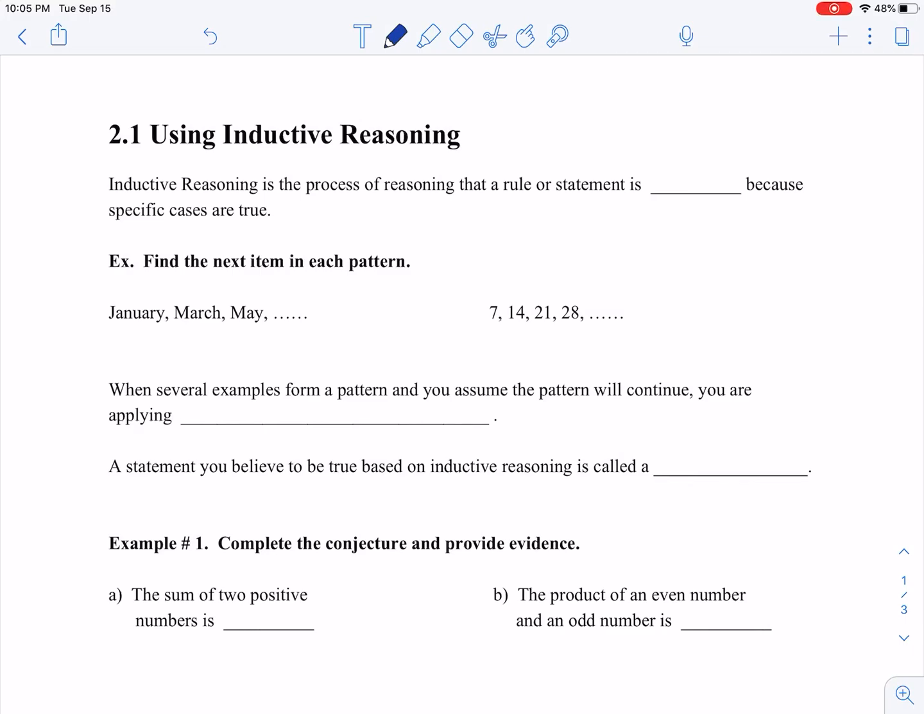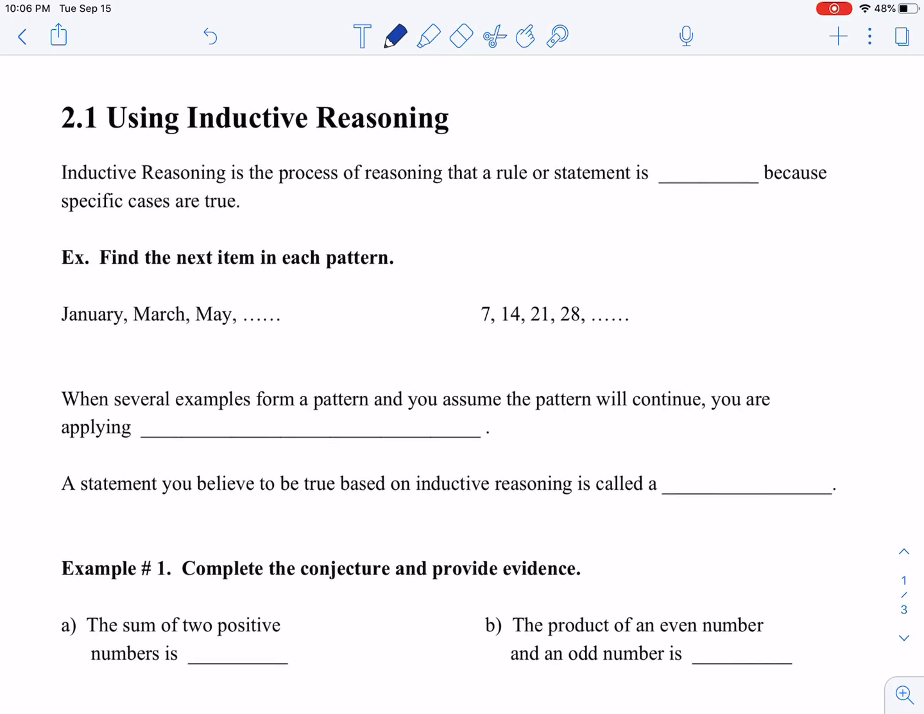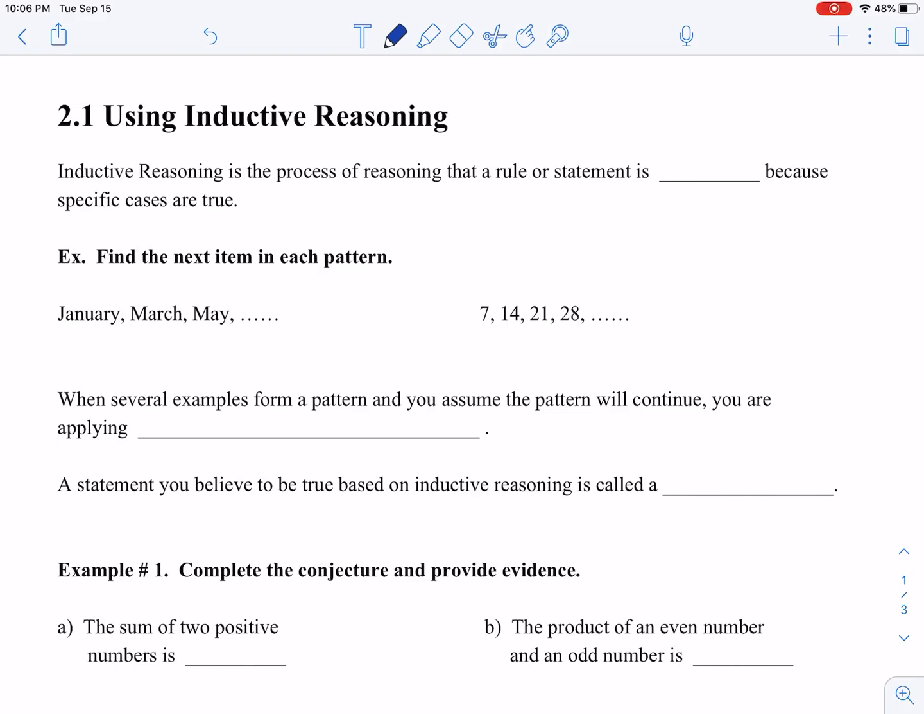Okay, so for Unit 2, we begin the process of looking for patterns and making statements that we believe to be true from these patterns. And this is called using inductive reasoning. So inductive reasoning is the process of reasoning that a rule or statement is true because specific cases are true.